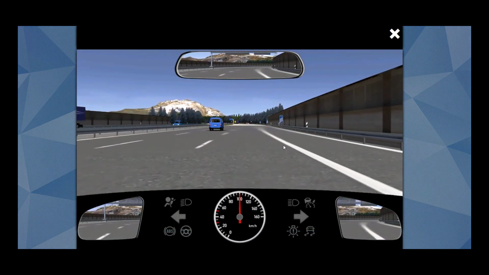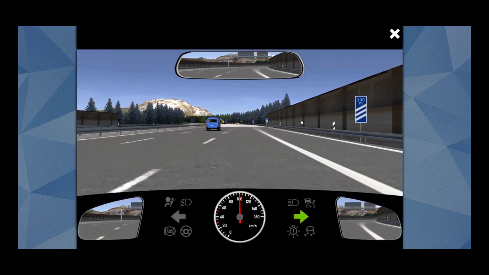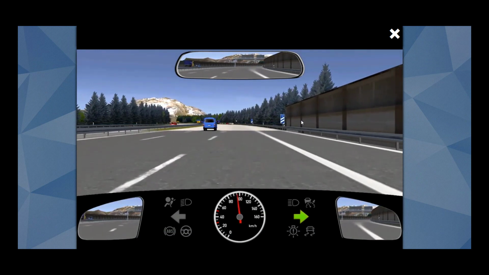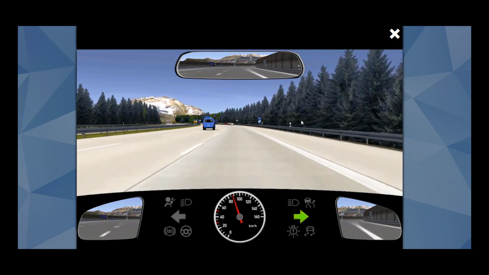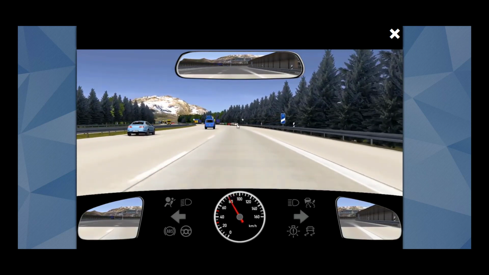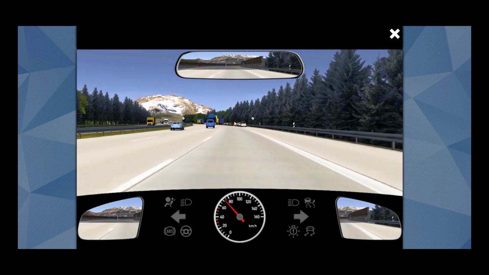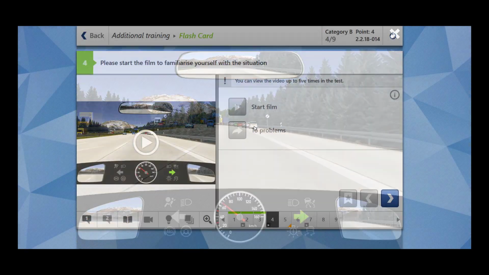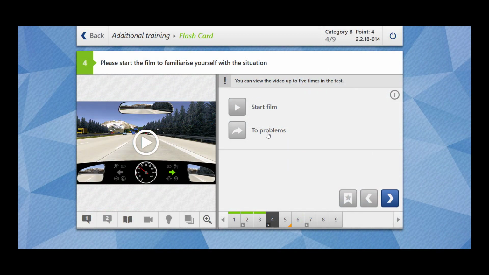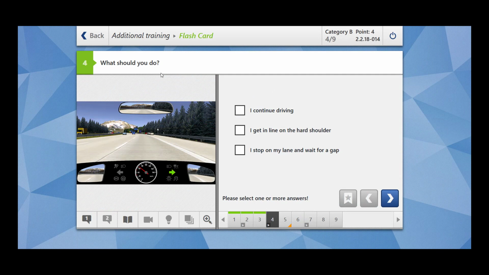We are on the autobahn. At the 300-meter marker, we have given the signal that we want to exit the autobahn. But what we see is that on the hard shoulder, there is a line of vehicles. So let's look at the problems. What should you do? "I continue driving." This makes sense: you continue driving, and whenever you get the chance, you can exit.